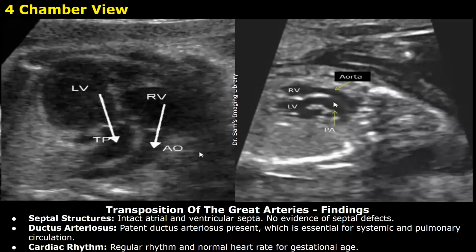Septal structures: intact atrial and ventricular septa, no evidence of septal defects. Ductus arteriosus: patent ductus arteriosus present, which is essential for systemic and pulmonary circulation. Cardiac rhythm: regular rhythm and normal heart rate for gestational age.